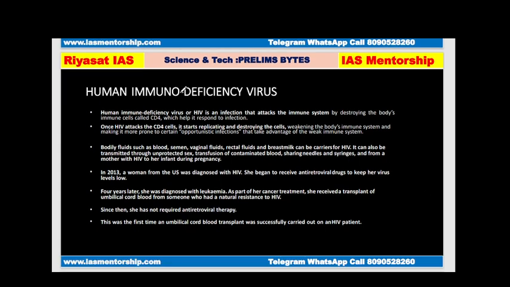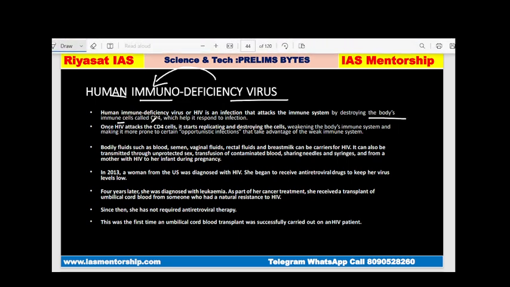Next is the human immunodeficiency virus. Basically, as the word itself says, it is affecting your human immune system by destroying the body's immune cells called CD4. So you need to remember it.